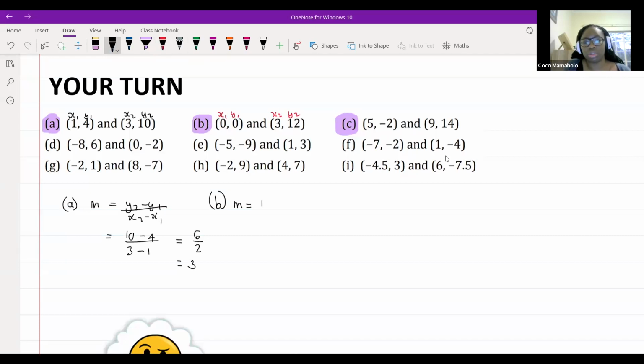This should give me 12 minus 0 over 3 minus 0. That's the same as 12 divided by 3. My gradient for B should be 4.